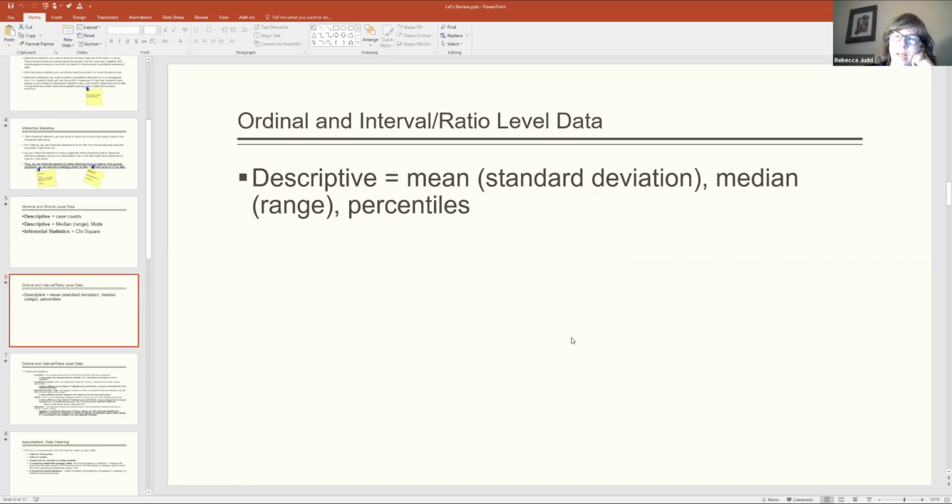Again, if it's ordinal interval ratio level data, and ordinal's gray, it's the gray one, so it can fit into the nominal level or it can fit into the interval ratio level data. But descriptive for ordinal interval ratio level, it can be the mean. Anytime you have the mean, you always report your standard deviation. It can be the median. Anytime you have your median, you want to report your ranges. And it can be percentiles. You know, the 25th percentile, the 50th percentile, the 75th percentile. We can look at any of those from the ordinal and interval ratio level data.